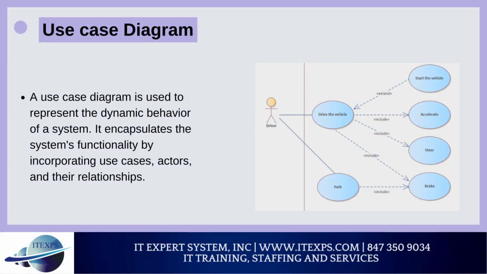UML use case diagram. A use case diagram is used to represent the dynamic behavior of a system. It encapsulates the system's functionality by incorporating use cases, actors, and their relationships. It models the tasks, services, and functions required by a system or subsystem of an application. It depicts the high-level functionality of a system and also tells how the user handles a system.